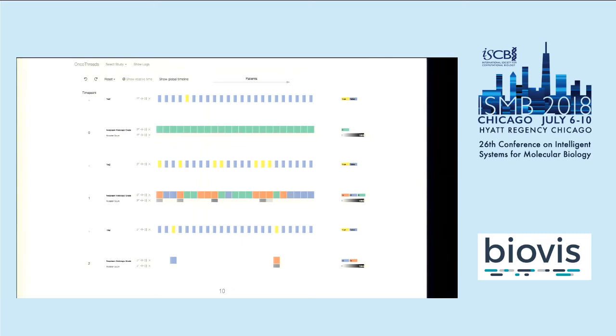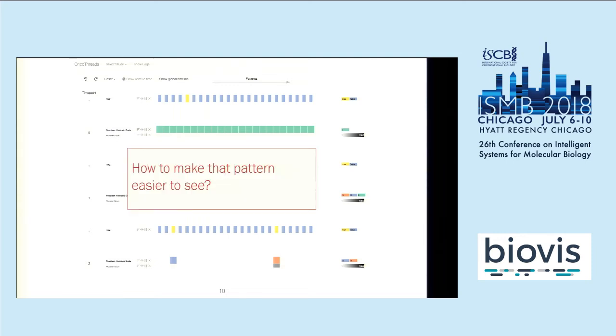And if we go through it column by column, we actually find 5 patients for which this is the case. But this is not very convenient. So we don't want to go through it column by column. We want to have an easier way to see it. So how can we make that pattern easier to see?